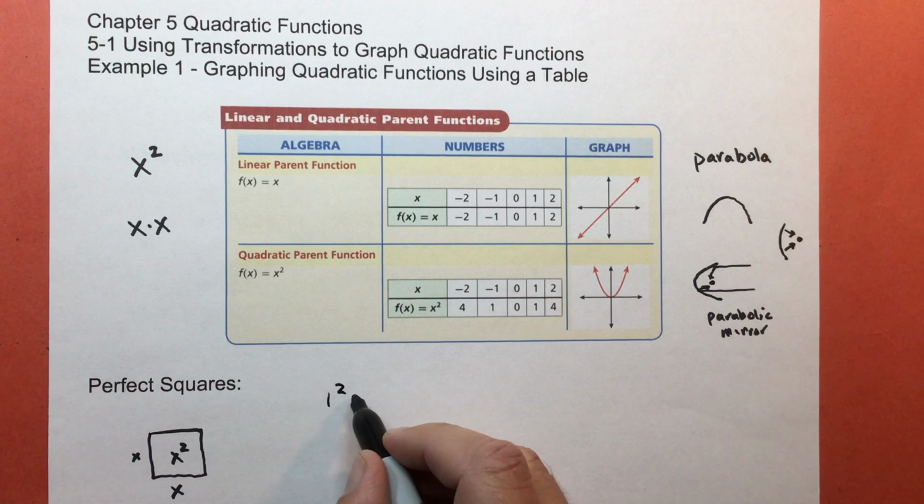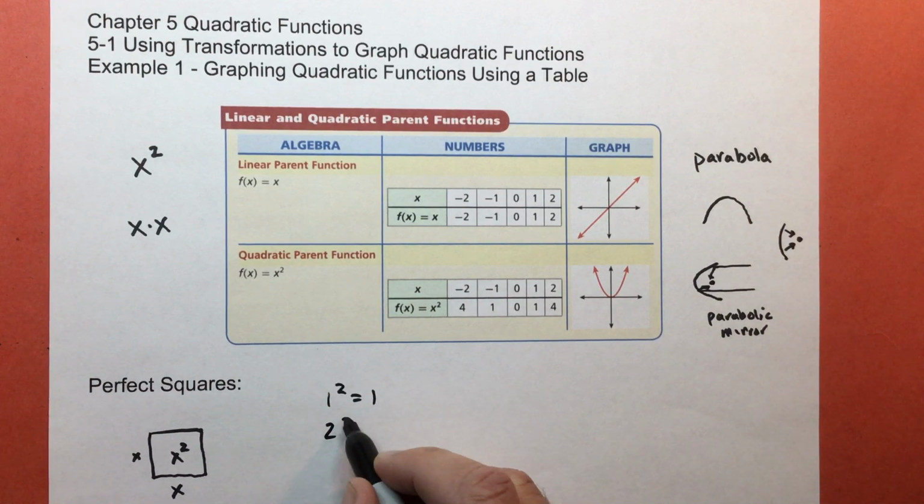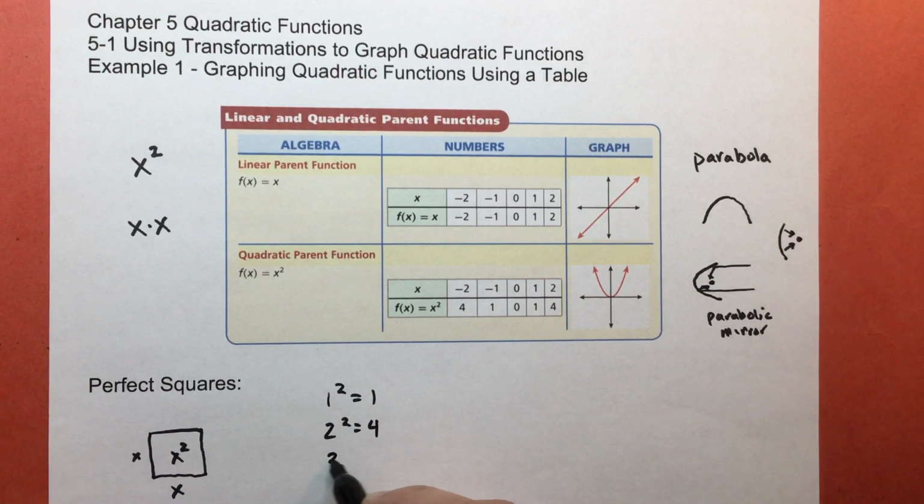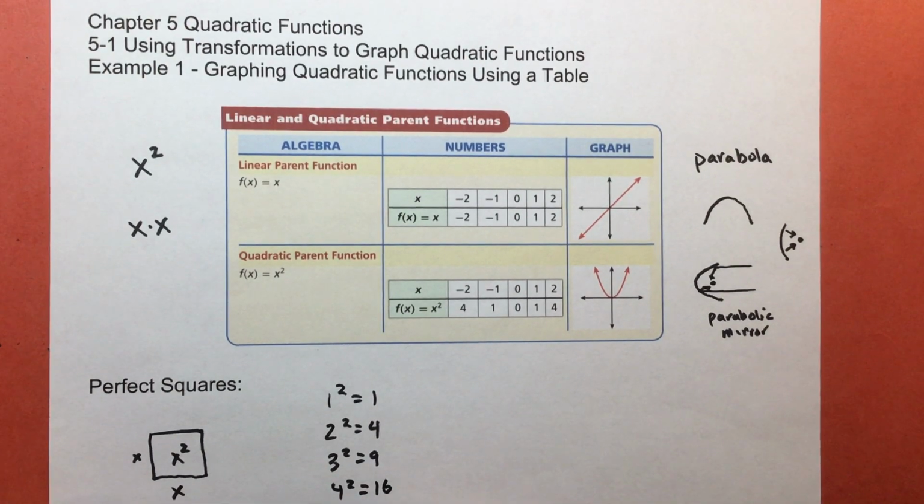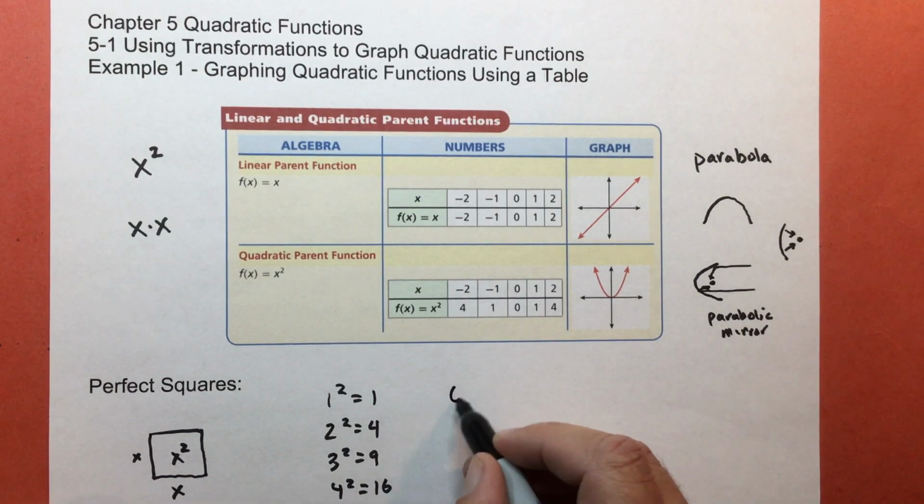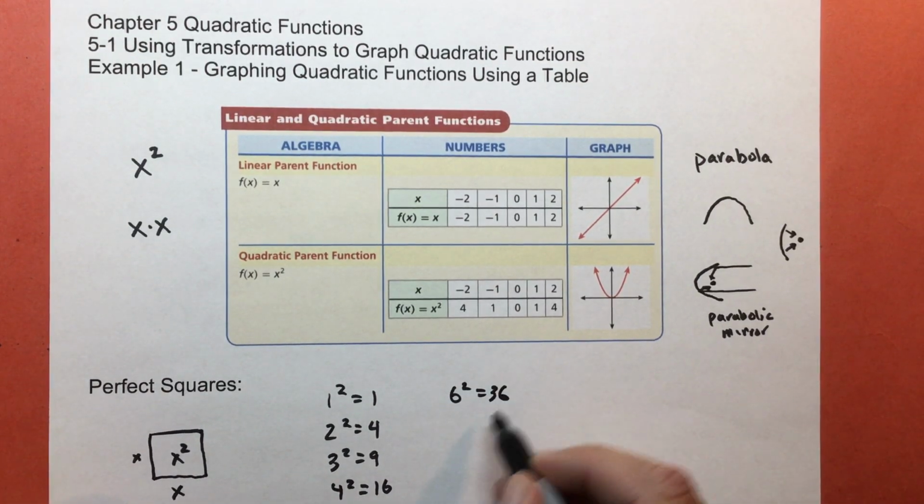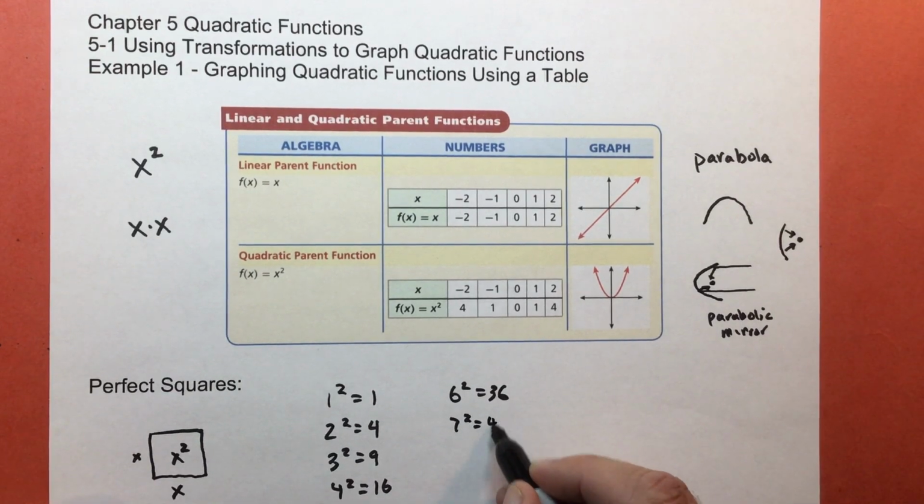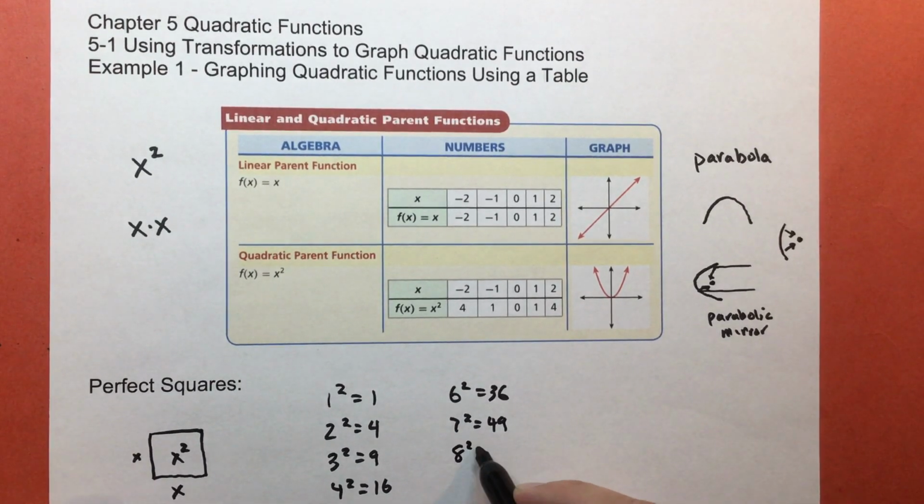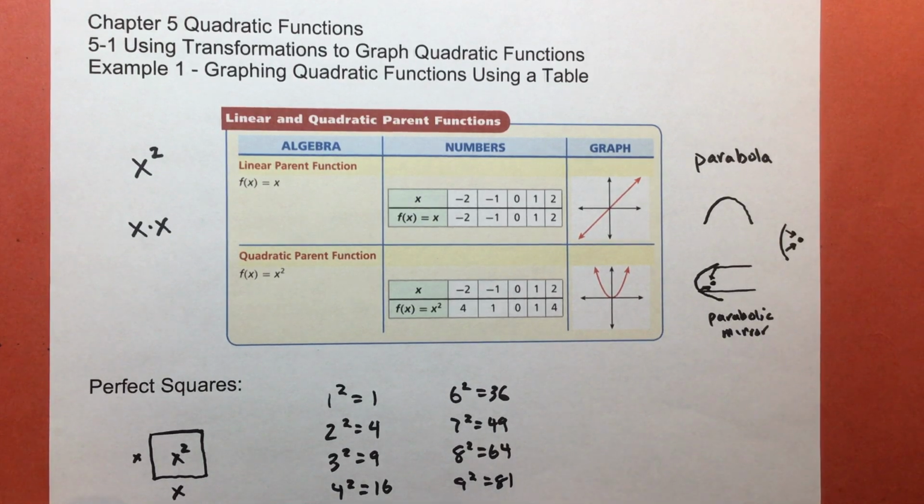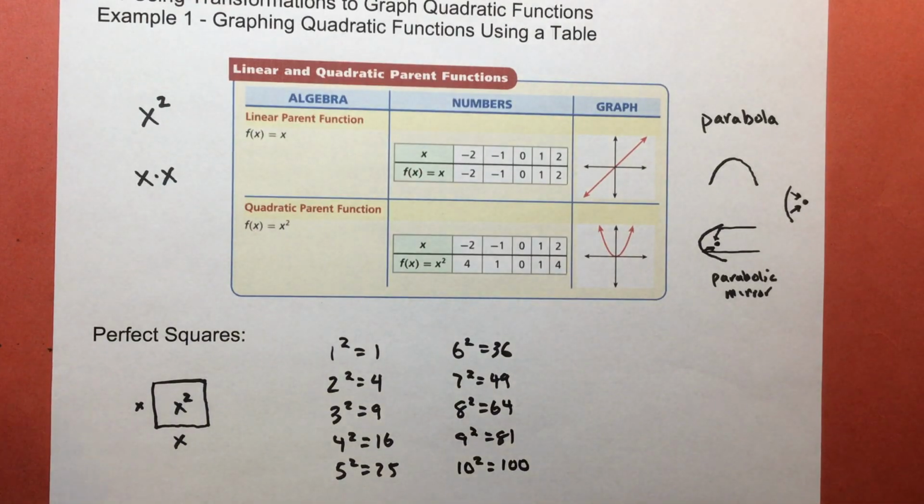So 1 to the second power equals 1, 2 to the second power equals 4, 3 to the second power equals 9, 4 to the second power equals 16, and 5 to the second power equals 25. 6 squared equals 36, 7 squared equals 49, 8 squared equals 64, 9 squared equals 81, and 10 to the second power equals 100. You need to know those.